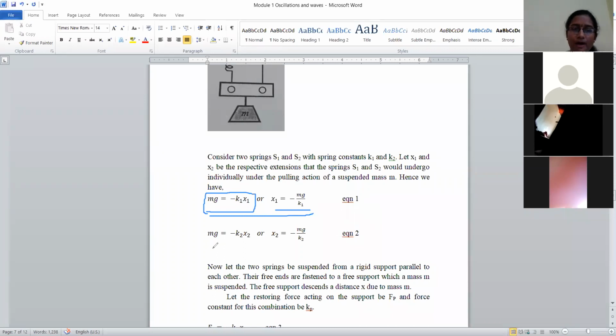And what happens when the mass is suspended by the spring S2? Then mg is equal to minus k2 into x2. So x2 will be equal to minus mg by k2. Call this equation 2. Now what has happened? These equations 1 and 2 represent when the mass is suspended by either the S1 spring or the S2 spring.